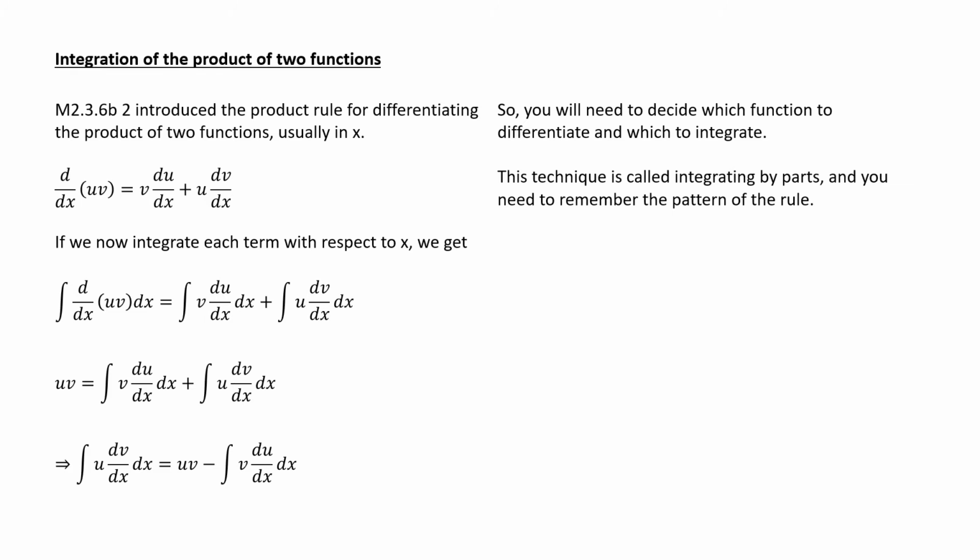So the technique is called integrating by parts, because you partially integrate each bit, and you need to remember the pattern of the rule. You won't see it in your formula booklet, so you need to learn this particular beast. And so I've bolded it up for you, that the integral of u dv by dx with respect to x is equal to uv minus the integral of v du by dx with respect to x.